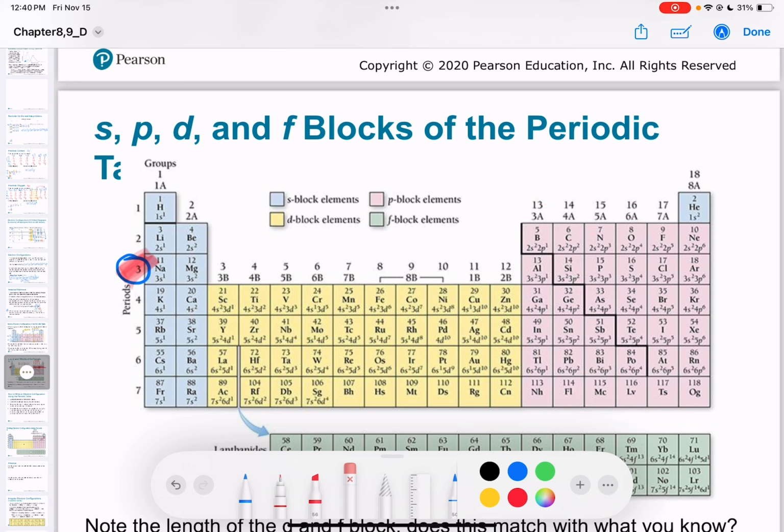So again, aren't you guys so amazed at how beautiful the periodic table is? This is why we're obsessed with it as chemists, because it just contains so much information.